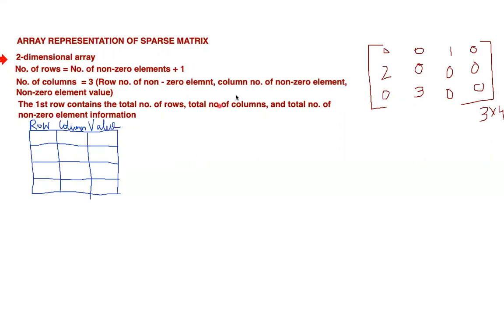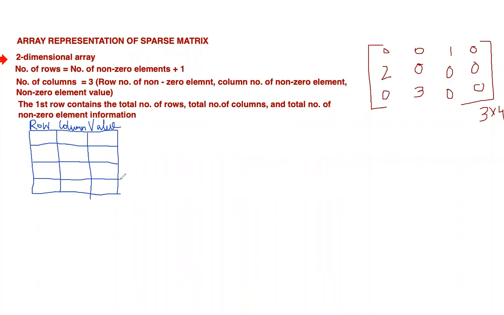And in this representation, the first row will be unique, because in the first row, we have to note down the following information: the total number of rows present in the sparse matrix, the total number of columns in the sparse matrix, and the total number of non-zero elements present in the sparse matrix. So the first row of this 2-dimensional array will be reserved for these 3 pieces of information. So let us do that for our given example.